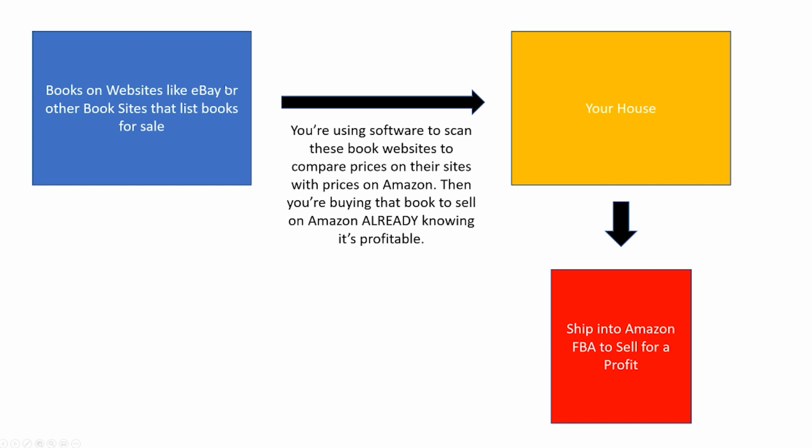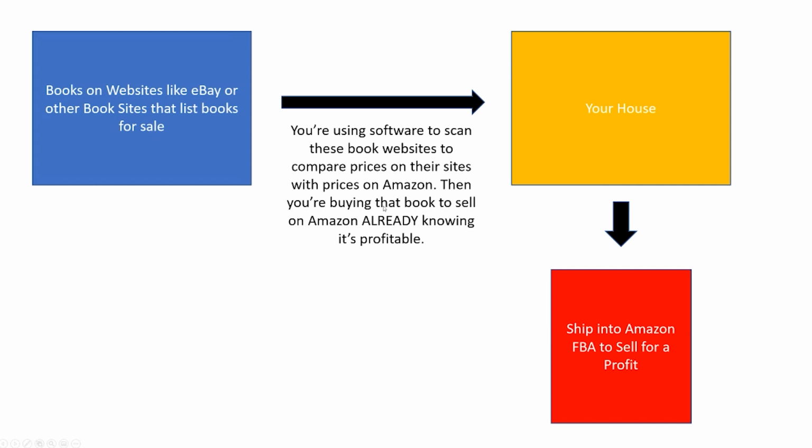So books on websites like eBay, for example, and there's a number of other book sites out there that the software will source. I use eFlip and I also use Arbitrage. You can go to the book flipping playlist. I think it's called book reselling playlist on this channel. If you're interested in watching tutorials on that, there's a number of them.